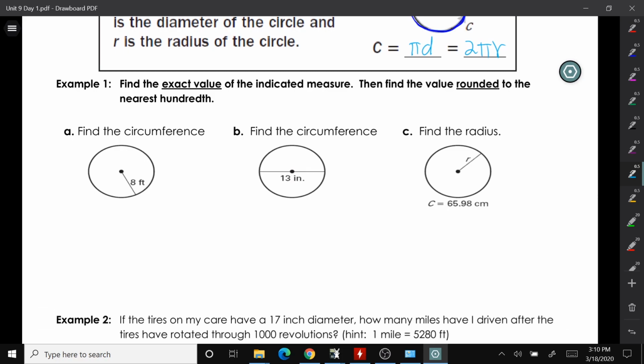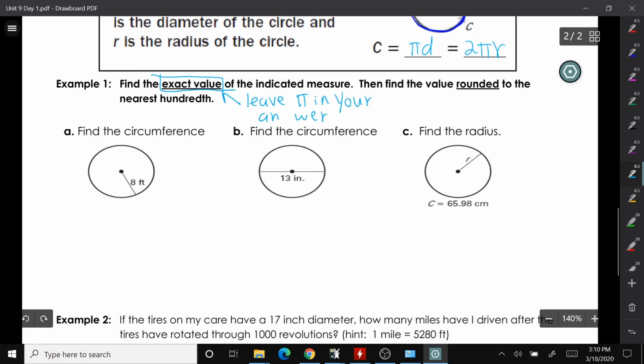In example number 1, we're going to find the exact value. So when you see that exact value, that means leave pi in your answer. Because pi is an approximation, we all know that pi is about 3.14, but it keeps going on forever, and when we use 3.14, that gives us an estimation, not an exact value. So anytime you're asked to give an exact value, we're leaving pi in our answer. And then we're going to round to the nearest hundredth.